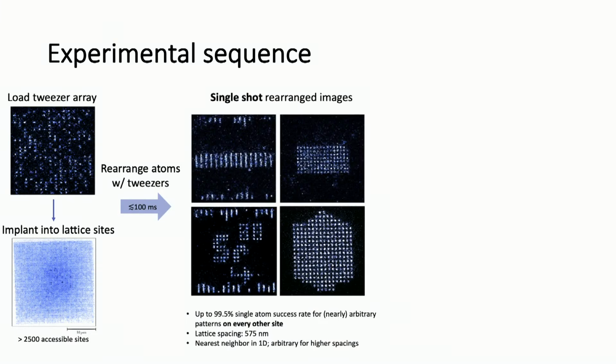So we can make images like these here. On the top left is an image where we make 1D tubes of nearest neighbor atoms. On the right is an image where we do every other site. This is where we try to get as many atoms as possible. This is strontium-88 pointing at a strontium-88 atom.